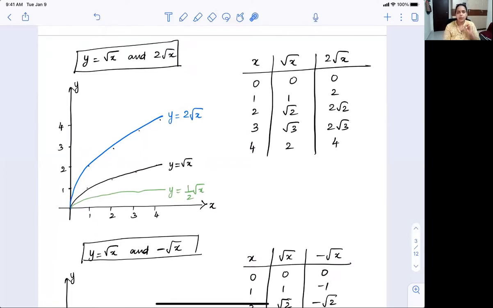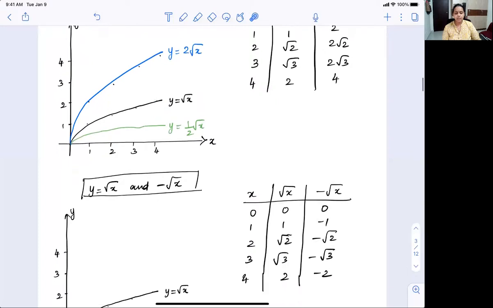Now, if I multiply y by, say, 1 by 2, if y is now 1 by 2 times root x, then that is given by this green function. And you see that if you multiply by a fraction, it's going to lie below the original function. If you multiply by a constant which is greater than 1, then it's going to lie above the function. So we're stretching it vertically. So that's what happens when you multiply.